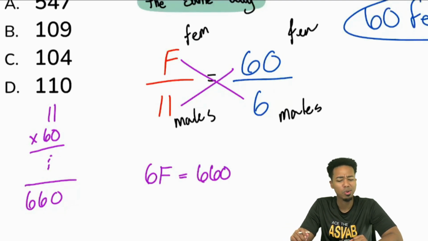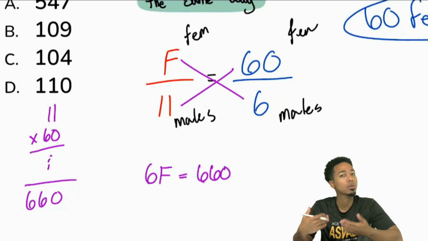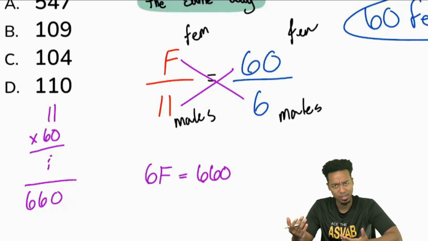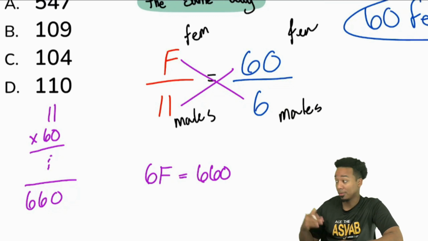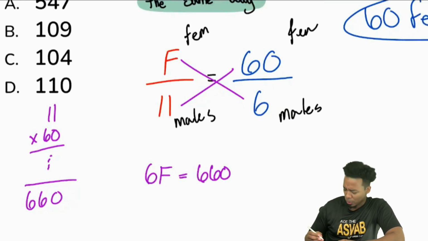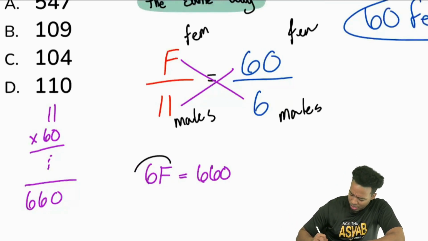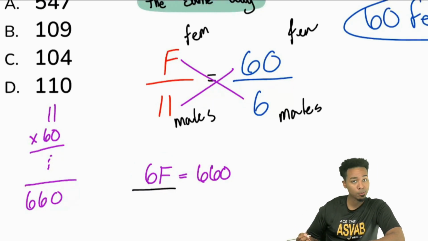But now that we're here, everybody, we're going to divide both sides by what? We're going to divide by 6. And let's, again, always talk about the reasons why. Why are we dividing by 6? Remember, we're trying to get that f, the number of females, by itself so we can figure out what that number is. So we're here, and we see that we have a 6 and the f together. To get rid of the 6, you see that it's being multiplied.